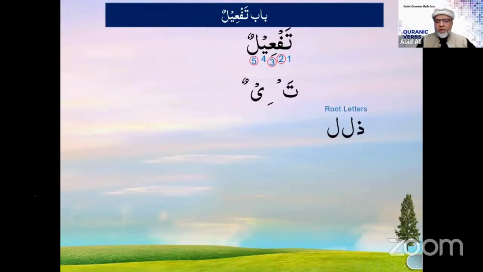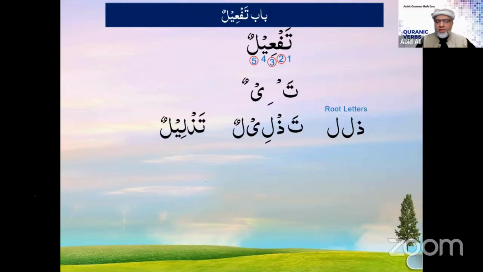Same pattern. The root letters are Zal, Lam, and Lam. It will become Tazleel. Yes? Humiliation. Have we seen this word or have we heard this word before? Tazleel? And I'm sure the people who are from Pakistan, India, and Bangladesh, or they know Urdu or even Farsi, these words are in our vocabulary.